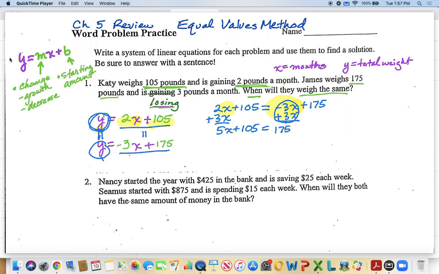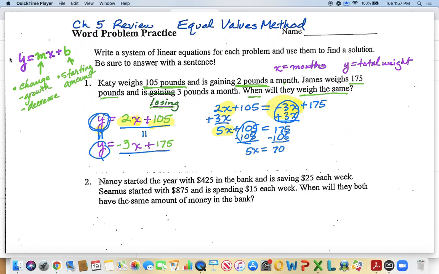Okay, the next thing we need to do is we need to get this 5x by itself. So we're going to get rid of this +105 by zeroing it out by subtracting 105 from it. Okay, so let's see, we have to do that on the other side too, -105. So on the left-hand side, we've zeroed out 105, so all we have left is 5x. And over on this side, it's a little different because 175 minus 105 is equal to 70.